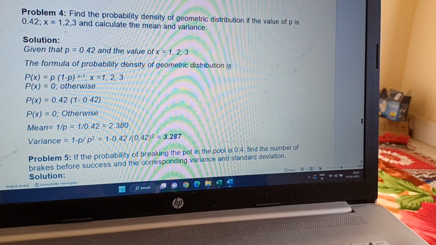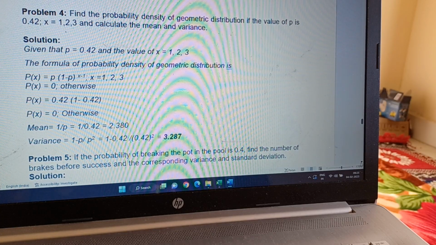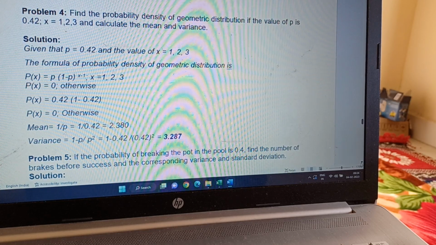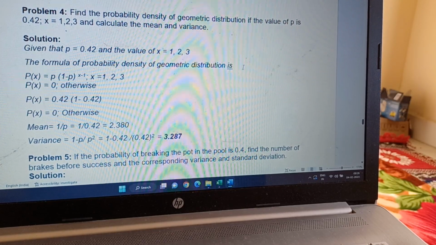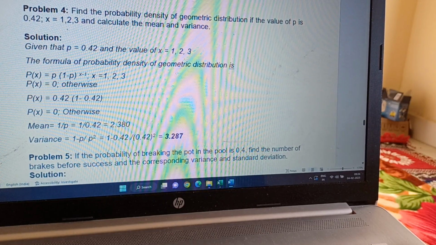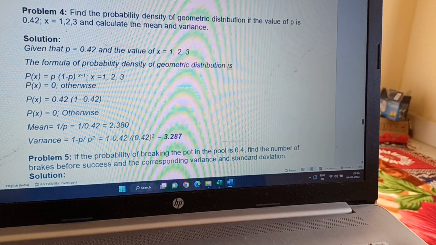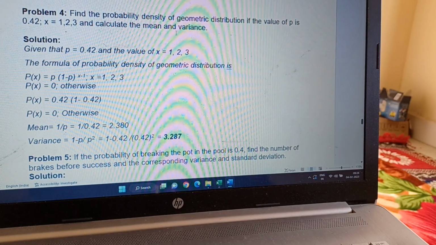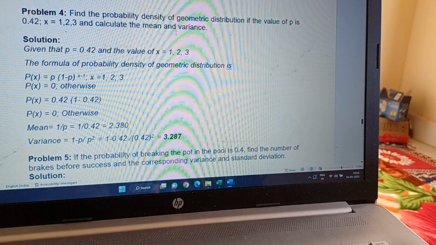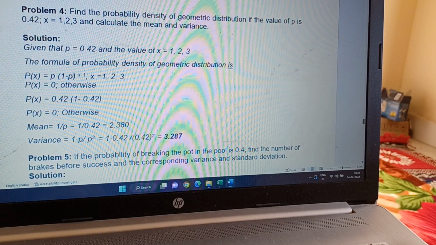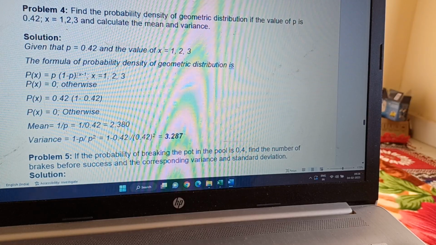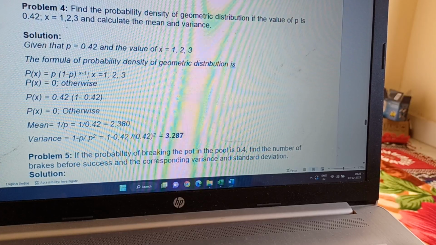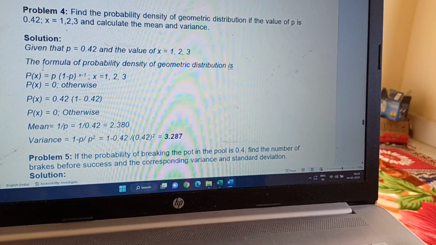Now again, why did I go for the 4th one? So this question is slightly different. Find the probability density of geometric distribution. Means it is talking about density, not a distribution. It is probability density, which is also called probability mass function. If the value of p is 0.42 and x is equal to 1, 2, 3, calculate the mean and variance. So mean you already know. So what is the density? The density is p times q to the power, or you could have written q to the power x minus 1 times p. Either you write it this way, or you write it that way.